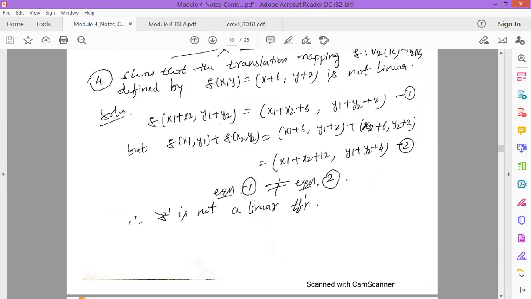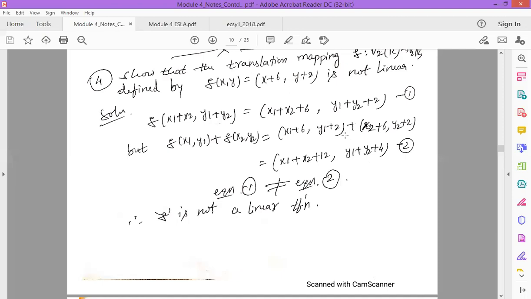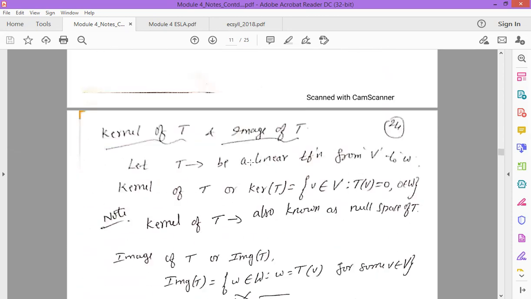So here we can say that the addition property itself has failed. So no need to go for verifying the multiplication property. The equation 1, whatever we have taken, is not equal to equation 2. The values are different. So here we have x1 plus x2 plus 6 and here we have x1 plus x2 plus 12. Since the constant values are different, we cannot say that the addition property is satisfied. So here you can mention that f is not a linear transformation function.